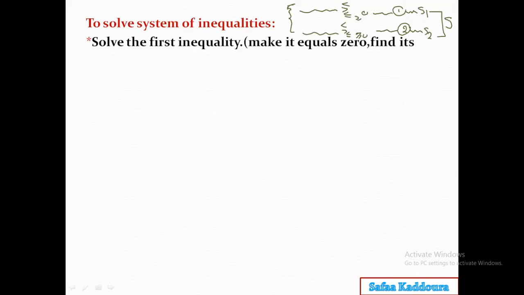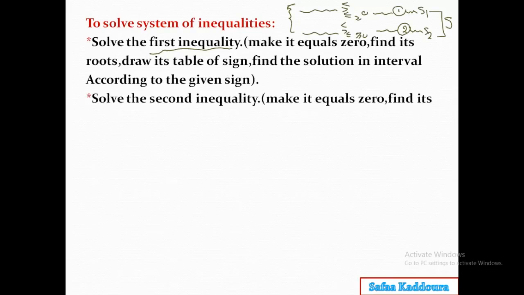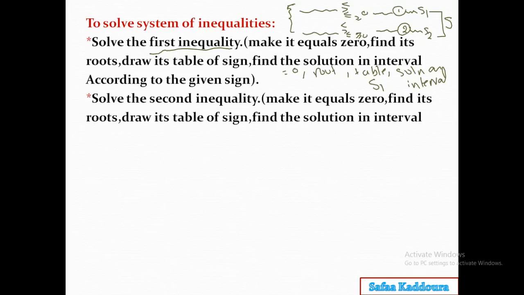Now I will give you the steps. First of all, we will solve the first inequality. How to solve it? As we did in the homework yesterday, first we put it equal 0, then we will find the roots, then we will draw the table, then we will find the solution as interval. We get now solution 1. We then do the same steps for the second inequality, making it 0, finding its root, draw table of sign, and finding the solution. And now we get solution 2.